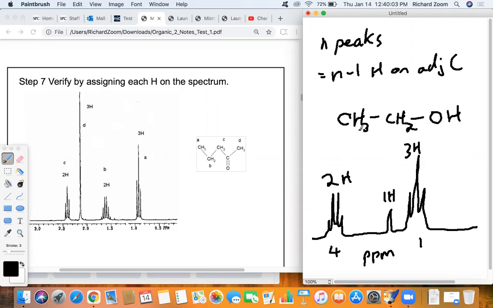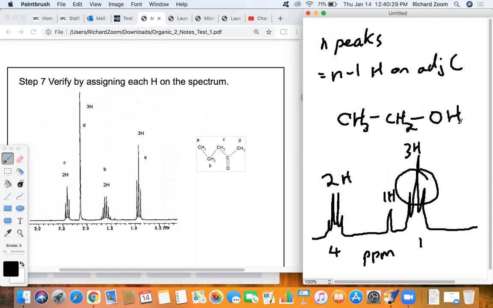If we look at the CH3, which is the 3H, it is next to a CH2, so we expect it to have 3 peaks, which it does. Remember, N peaks, N minus 1 hydrogens on adjacent carbons. So there's 2 hydrogens on the carbon adjacent to the 3H. Now, if we look at the CH2, you'll notice it's 4 peaks, and that's because it's next to the CH3.